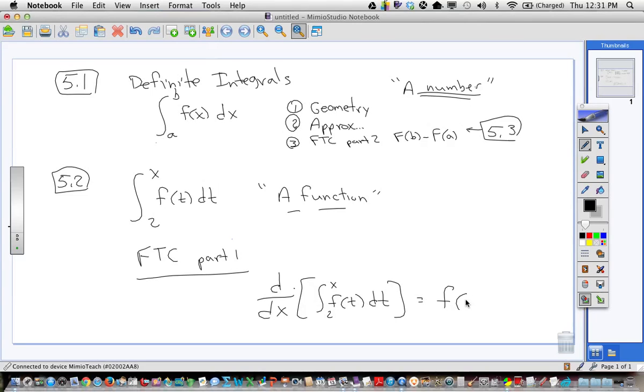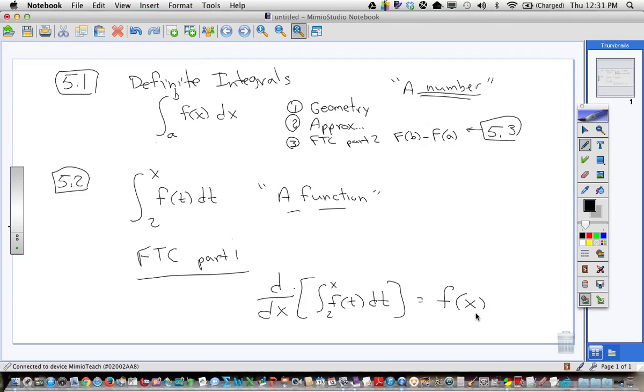The original little f, but with an x in it, not a t. That's how you say that something's an antiderivative. You say the derivative of it gives you back what you started with. Then that thing inside the brackets must be the antiderivative. So that's how we say it in math notation. But basically what fundamental theorem part 1 says is the area function is the antiderivative.